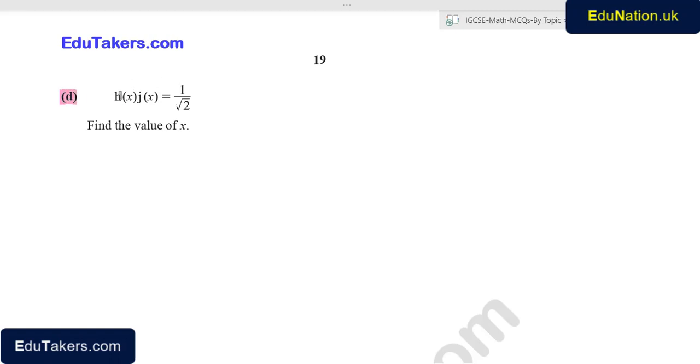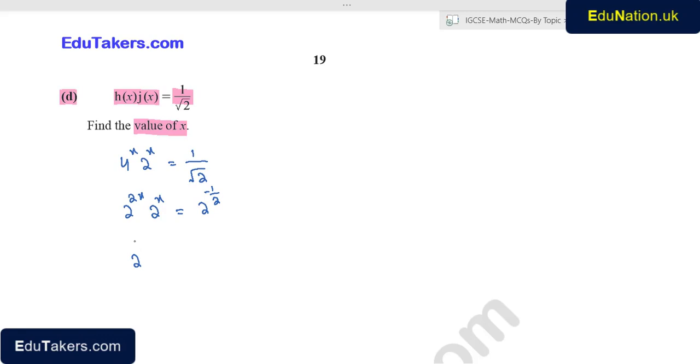Part D is h of x, j of x is equal to 1 over square root of 2. Find the value of x. h of x is 4 raised to power x and j of x is 2 raised to power x, which is equal to 1 over square root of 2. So it will be 2 raised to power 2x, 2 raised to power x is equal to, this is 2 raised to power minus 1 over 2.